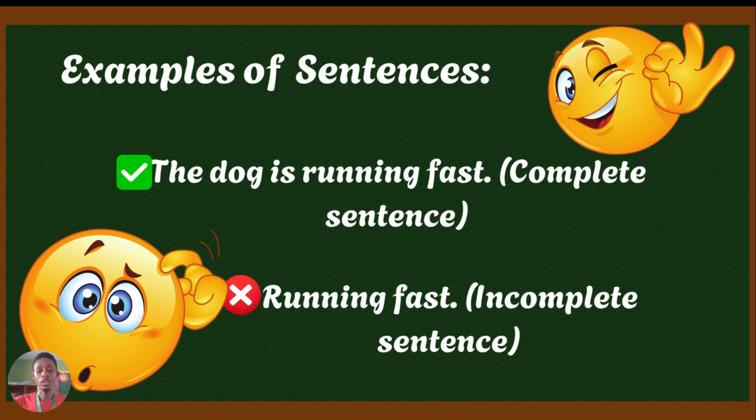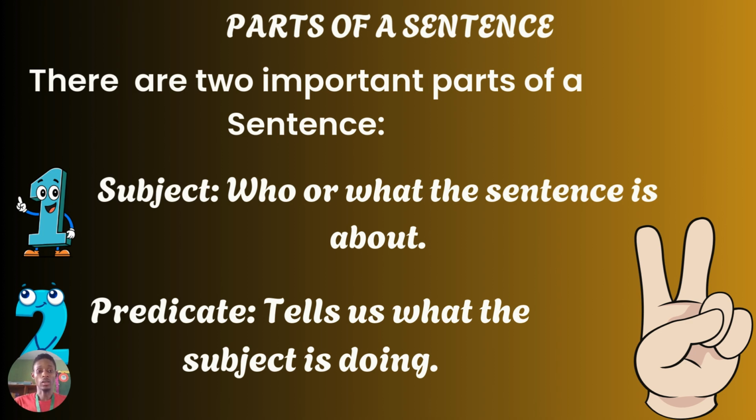Now let's look at the parts of a sentence. Note that there are two important parts of a sentence. The first is the subject and the second is the predicate. The subject is what or who the sentence is about. What are you talking about, or who do you talk about? That is how you identify the subject in your sentence.